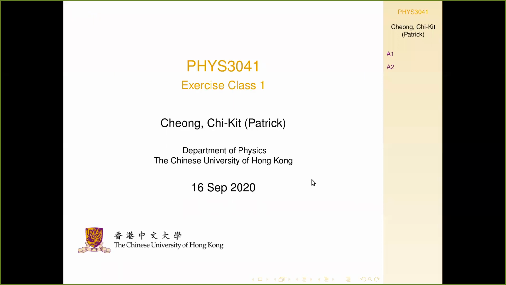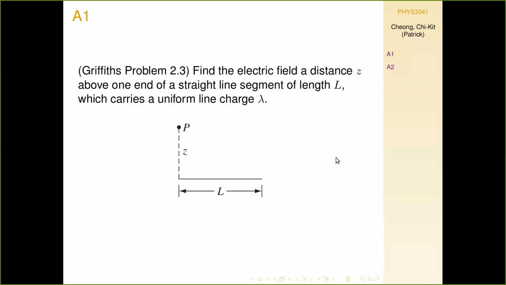This is the first question. This is actually from Griffiths. This problem requires us to find the electric field at a distance z above one end of a straight line segment of length L, and it carries a uniform line charge lambda.